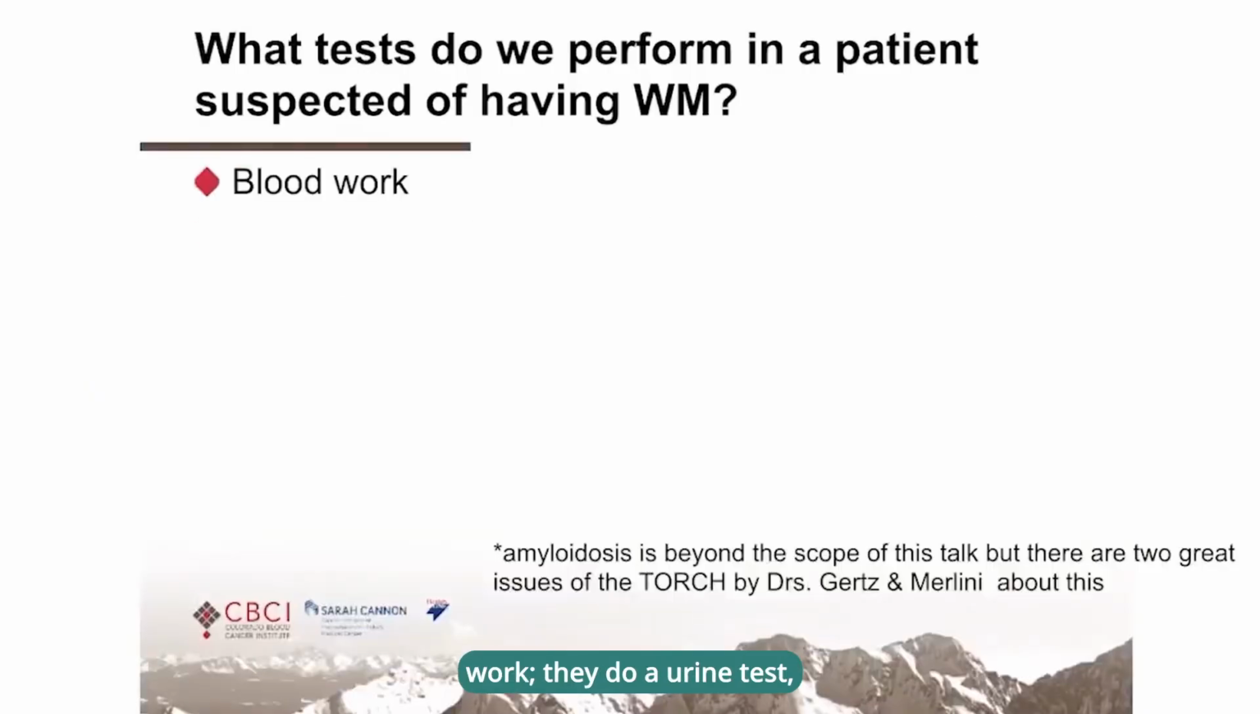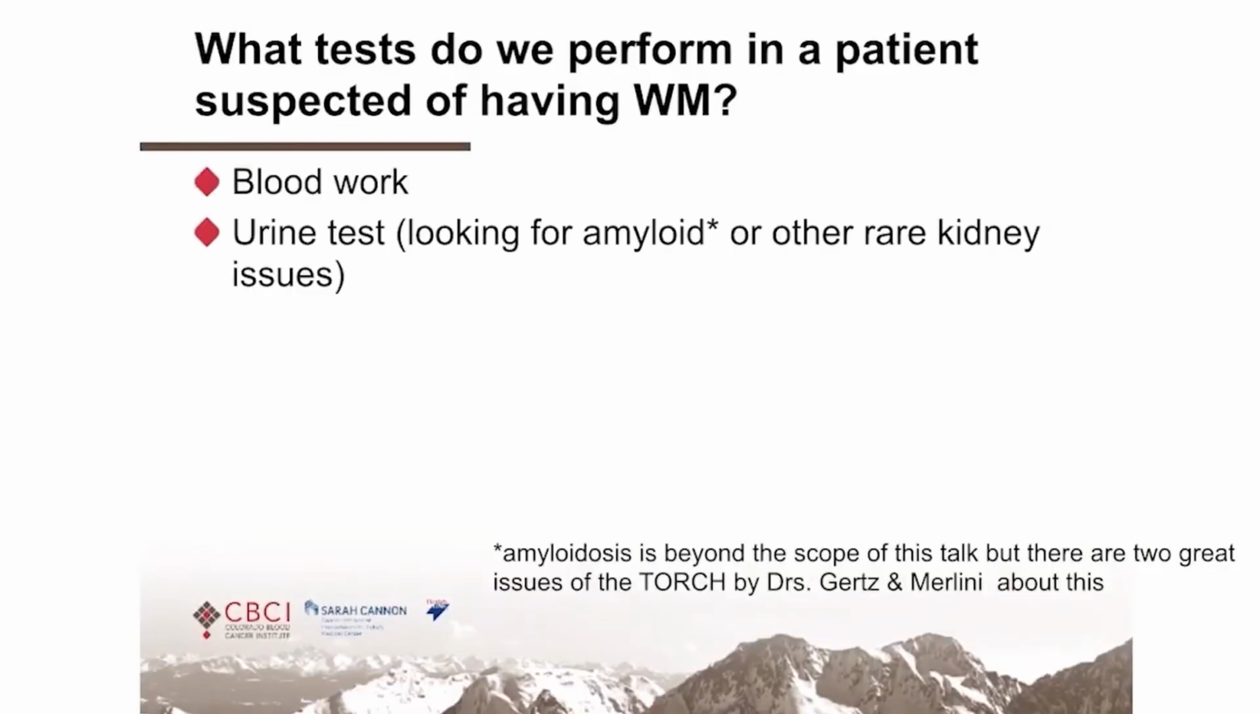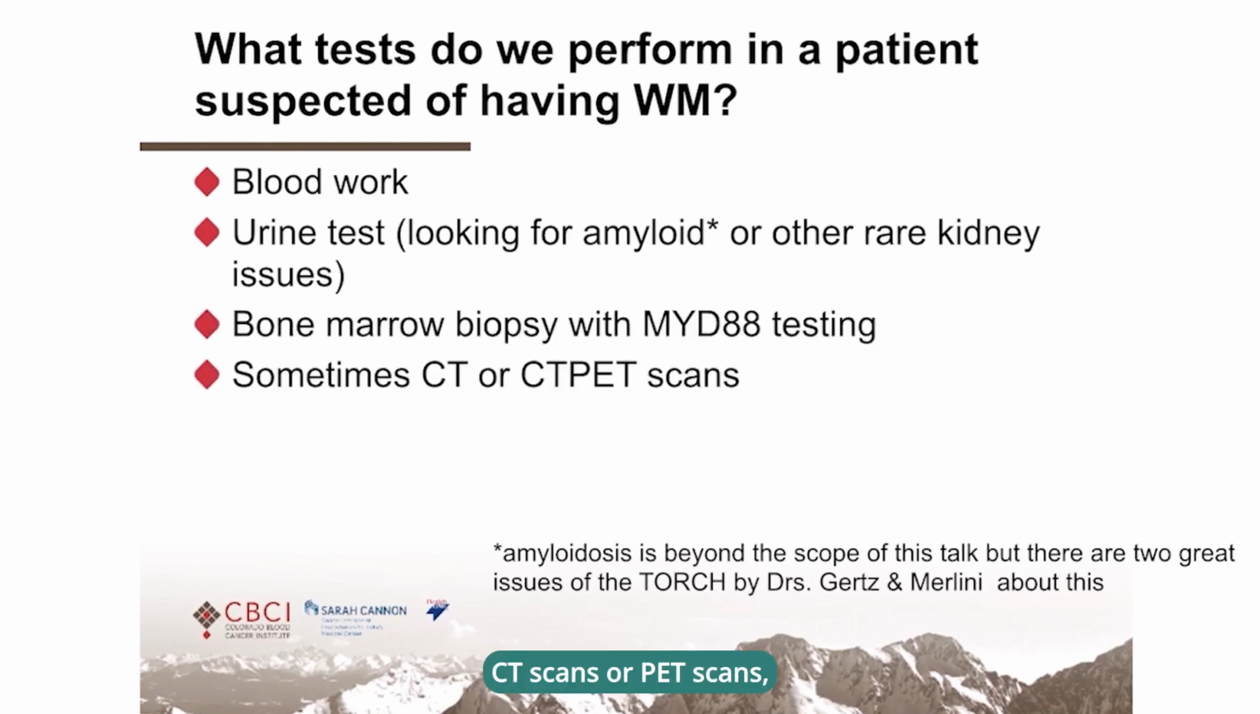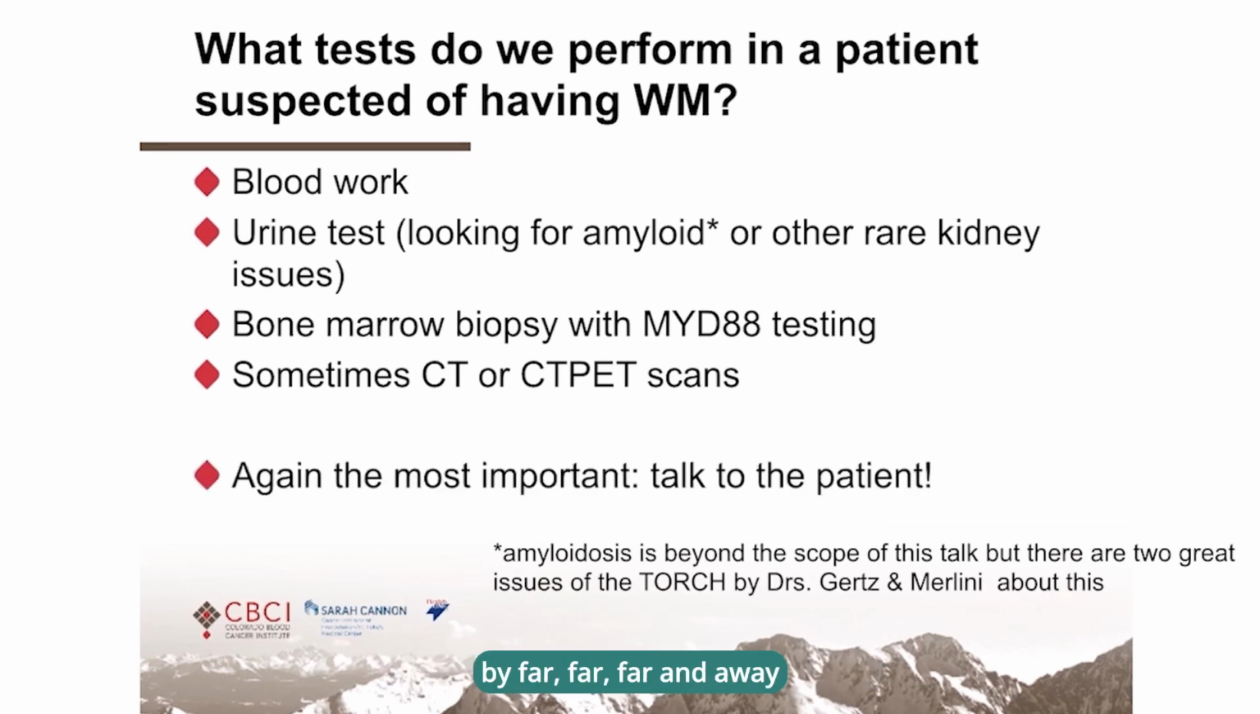If you're seeing the doctor and your doctor suspects that you might have WM, what do they do? Well, they do blood work, they do a urine test, and then of course we talked about the fact that a bone marrow biopsy is obligatory in this setting. Sometimes we do CAT scans or PET scans, although in contradistinction to other types of non-Hodgkin lymphoma, the scans are not as helpful in WM as they are in other lymphomas. But again, the most important thing by far, far, far and away is talk to your patient. Your patient will tell you what's going on.